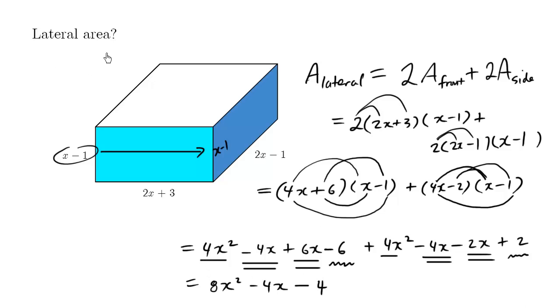So the key word is lateral. We know that length times width is the area of a side. Don't get confused by the fact that there's 2 fronts and 2 sides, and just work it out very carefully. Use your own strategy so that you can FOIL out very reliably.